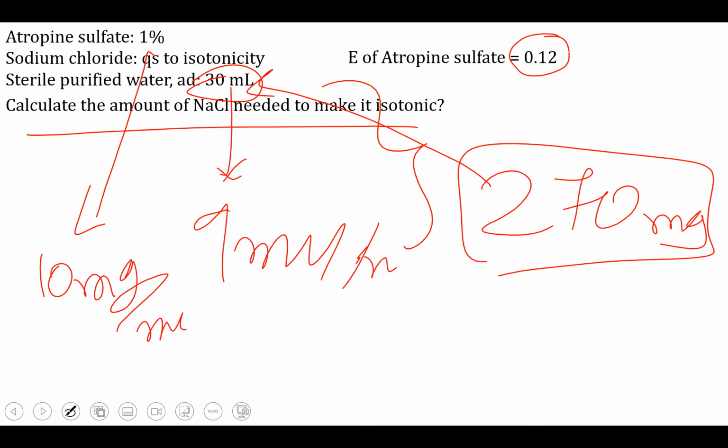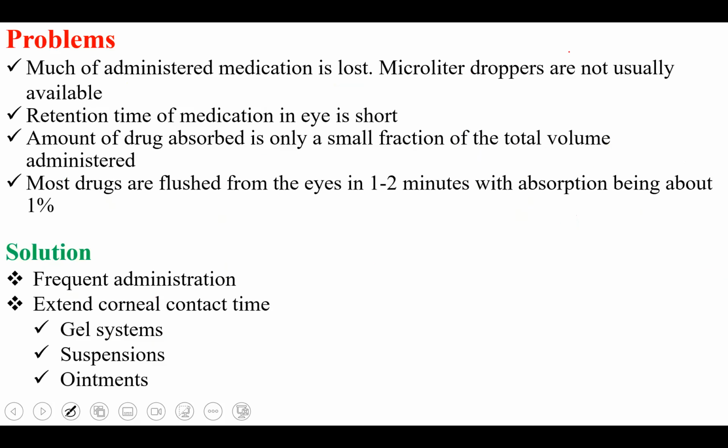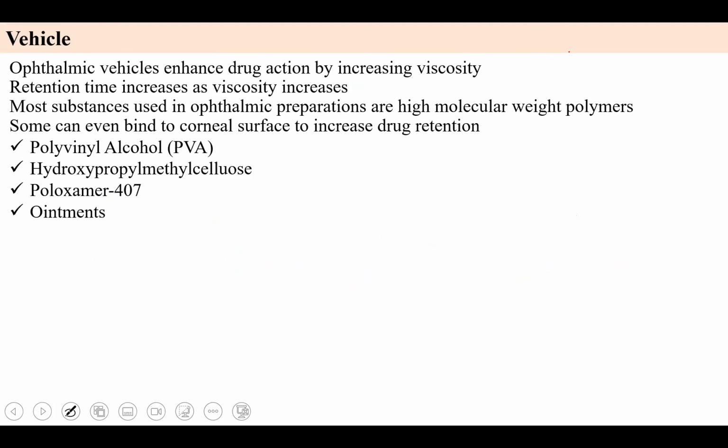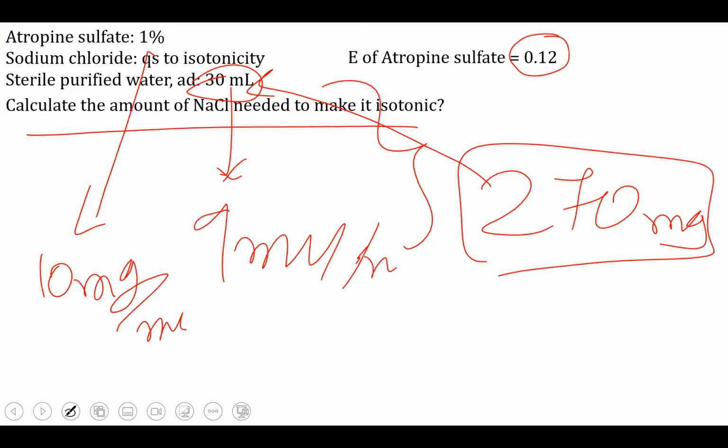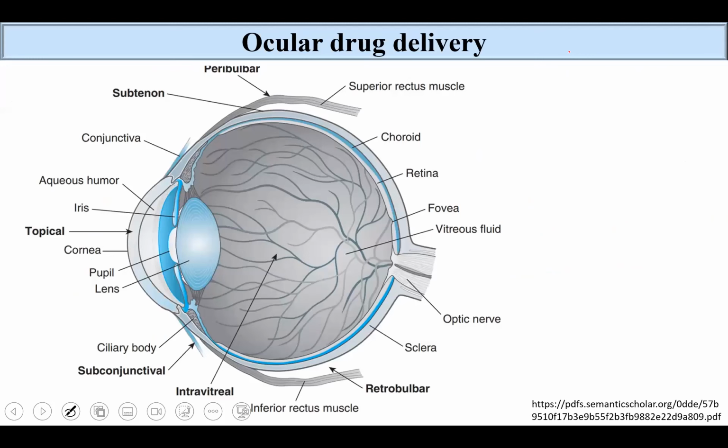So you can definitely expect 1 or 2 questions on this. The problem with the ophthalmic solution, as well as the suspension or ointment: why do we use it, what are the precautions we have to take, or the patient counseling when we give those kinds of things. What are the ingredients we use to make this preparation? And that's pretty much it. So expect some questions, some theory, some calculations.